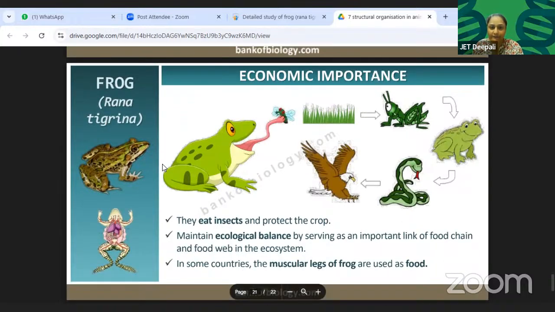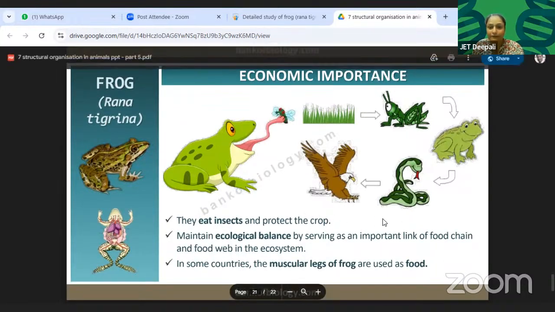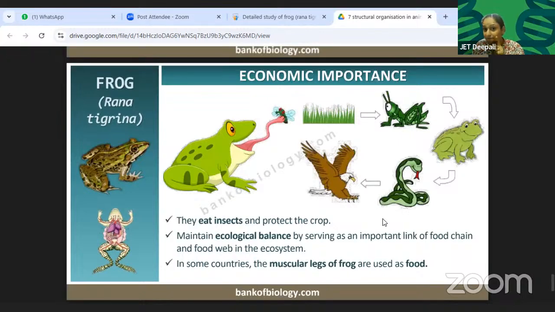Now, economic importance. They eat insects and protect the crop. This is their economic importance, because see what grasshoppers and locusts do. You all have seen so many locusts. This was in the news before the pre-COVID time. Lots of locusts were coming from the west part of Pakistan. They entered our country and damaged the crops of Haryana, Rajasthan, and Punjab, because these are close to the border of Pakistan. So they damage a large number of crops.